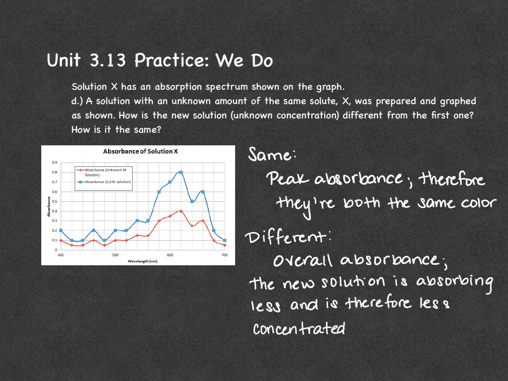And we can actually go a step further because we notice on our blue, its peak absorbance is at 0.8, and red, its peak absorbance is at 0.4. So our unknown solution actually has half the concentration. And it told us right here that our original solution is a 1 molar solution. So our unknown solution, that concentration actually must be 0.5 molar. So that is how they are the same and different.